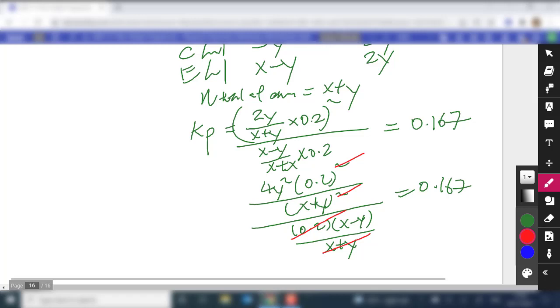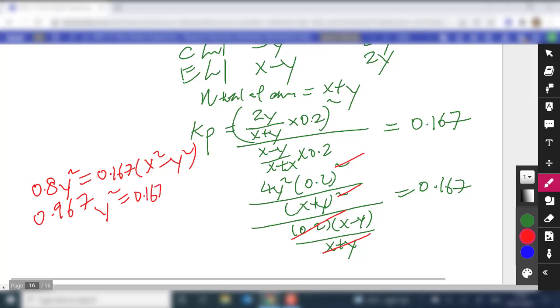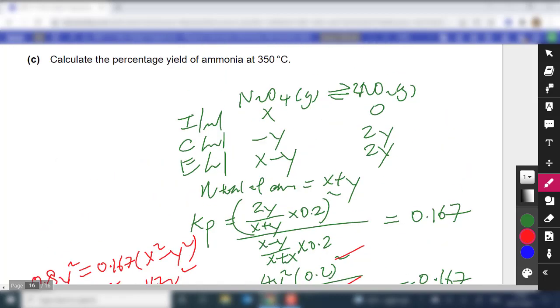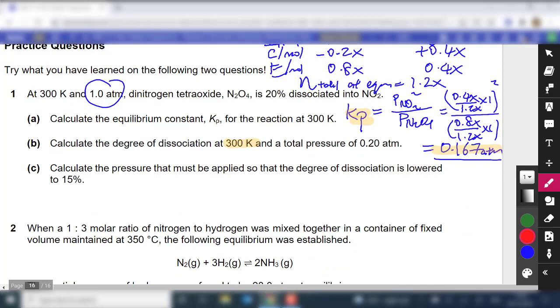Then we will bring the denominator over, so we'll end up with 0.8Y squared equals 0.167 times X squared minus Y squared. Okay, then we'll just bring the terms together. We'll get 0.967Y squared equals 0.167X squared. Okay, then we'll express Y in terms of X, so Y is actually equal to 0.416X.